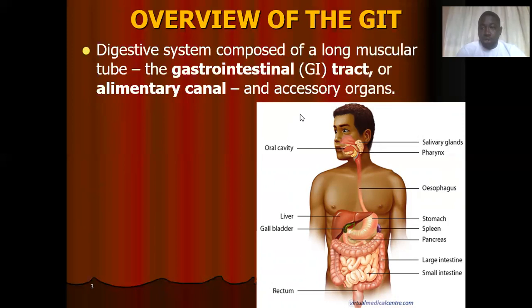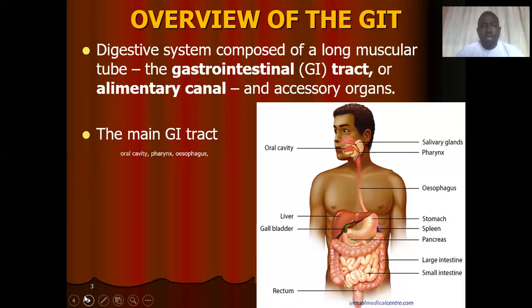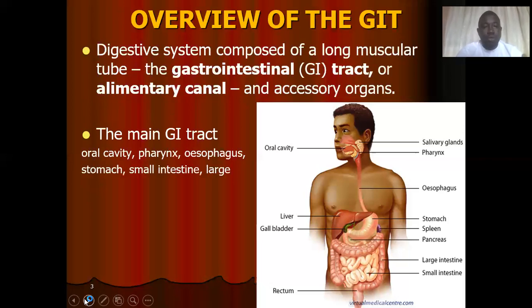Just as I said, if you want to consider the digestive system or the alimentary canal, or better still the GI tract, then we want to consider the main ones. After we are done with the main ones, then we go to the accessory. So with the main ones, you can talk of the oral cavity, the pharynx, the esophagus, the stomach, the small intestines, the large intestines, the rectum, and then the anal canal. So please kindly follow me with a diagram, and I will use the pointer to show you.